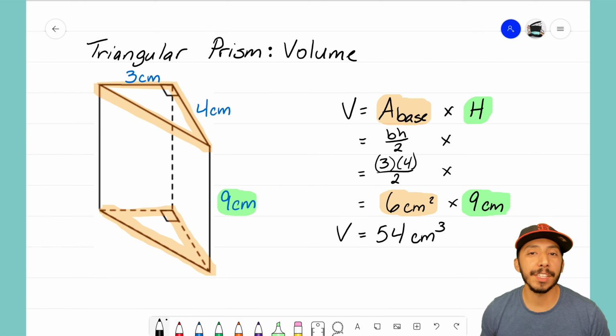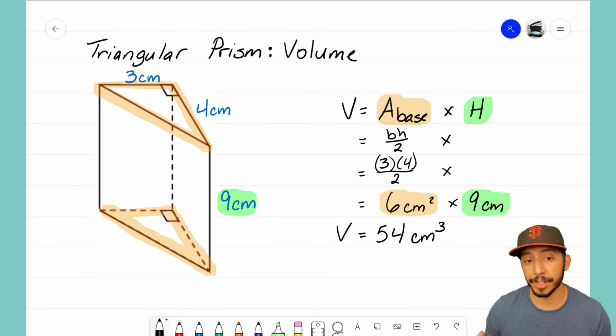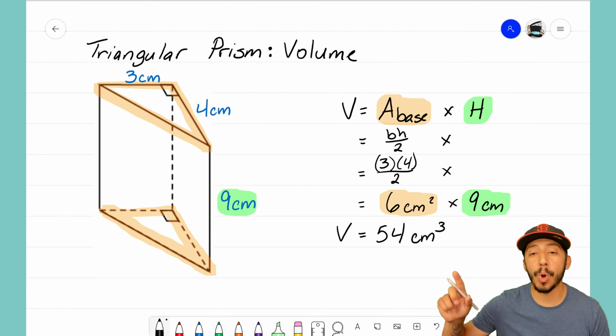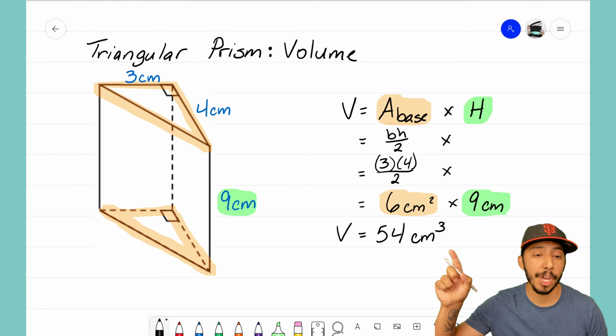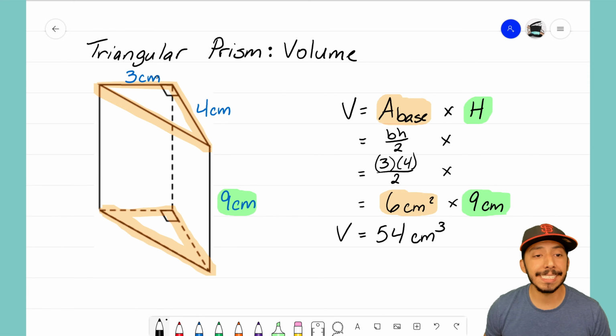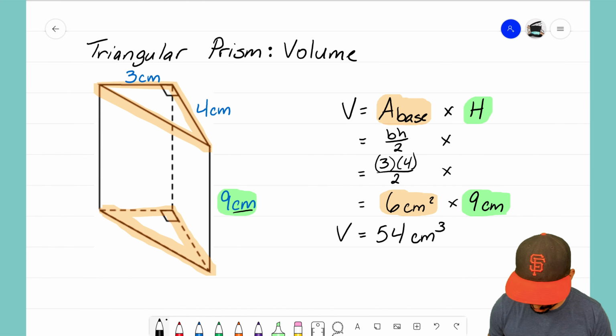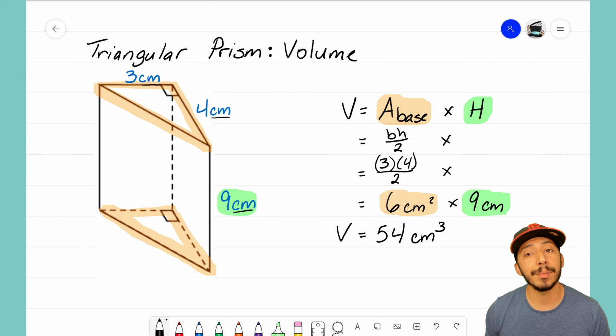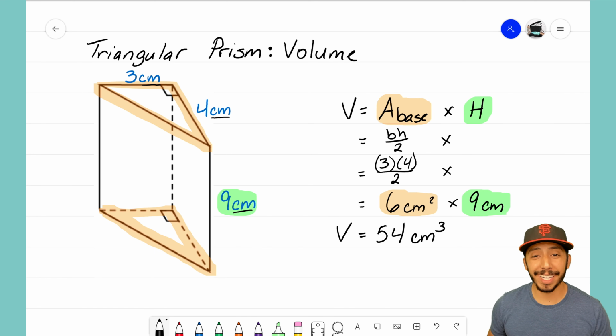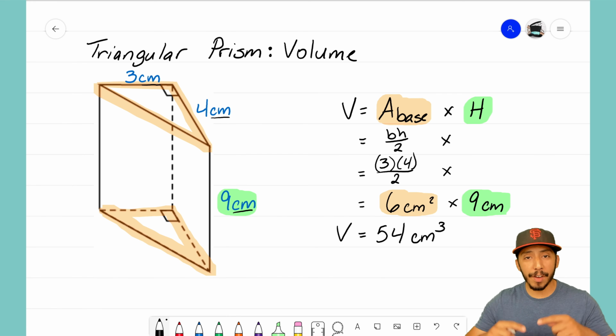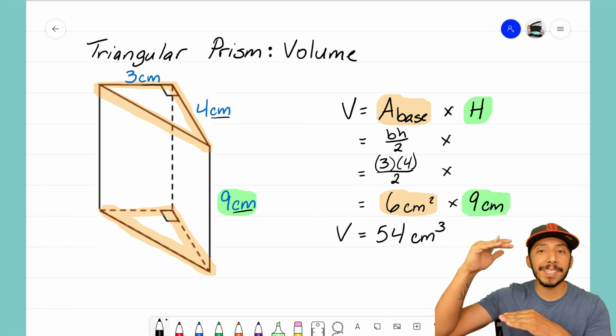Remember that when you're finding the volume of a three-dimensional figure, in this case our prism, you always end up with your units as cubed. You end up with it as cubed because we're taking centimeters times centimeters times centimeters. And when you multiply centimeters 3 times, you end up with centimeters cubed. When you're finding area and you're only using 2 different centimeters, that's why it's centimeters squared. And that's it. That's how you find the volume of a triangular prism. Get the area of the base triangle, multiply it by the height.